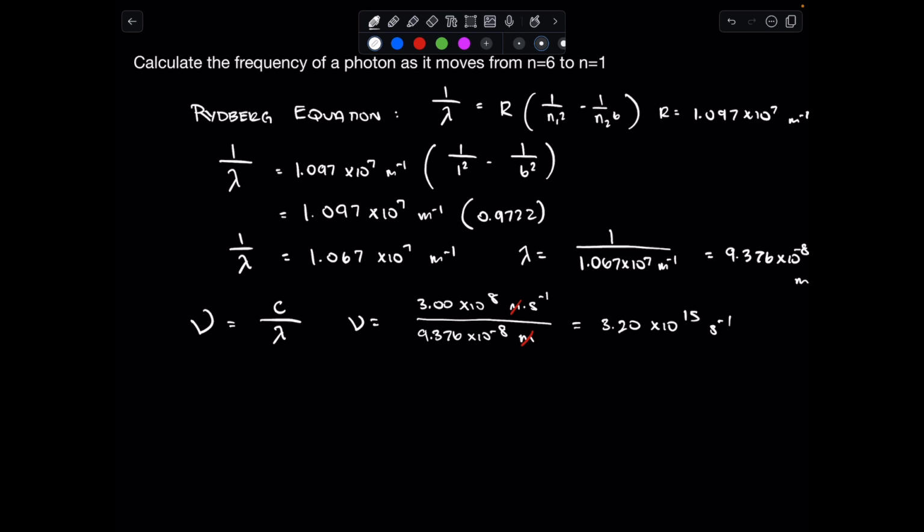So for this problem, you need to first use our Rydberg formula, which is right here. Plug in your transitions, whether that be from 2 to 6, 10 to 9, doesn't matter, as long as you plug those in here, solve, and then finally use our frequency equation, which is equal to the speed of light divided by wavelength, and you'll be able to solve for that frequency.